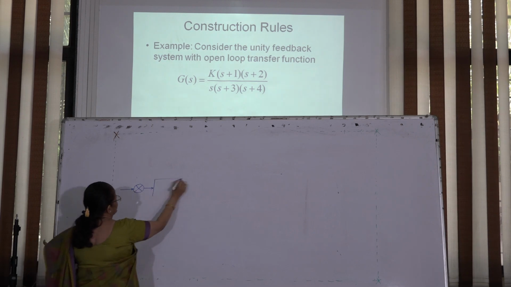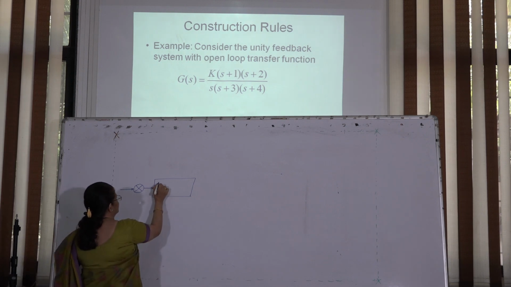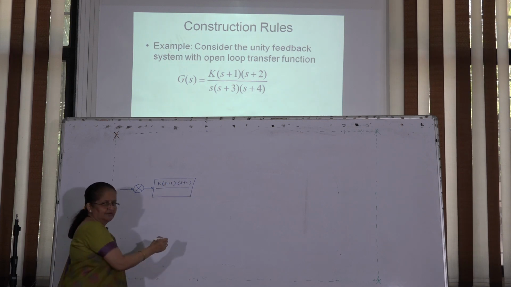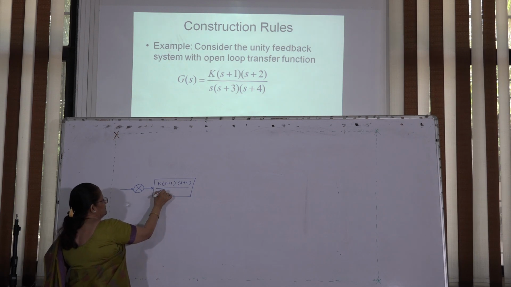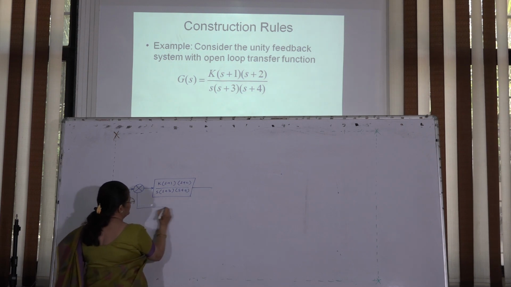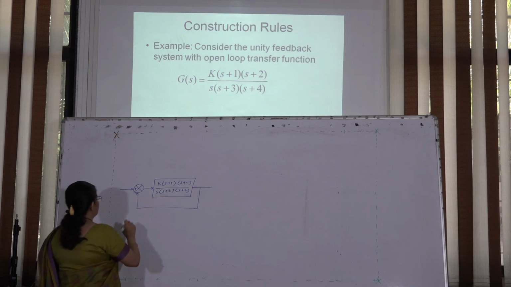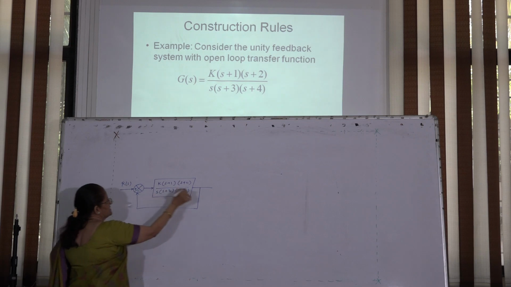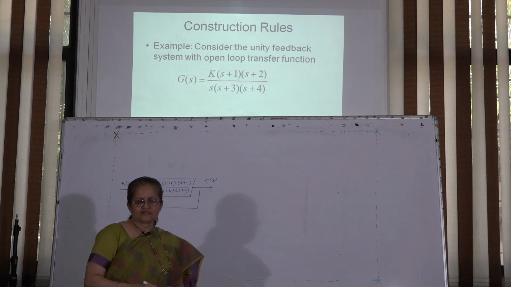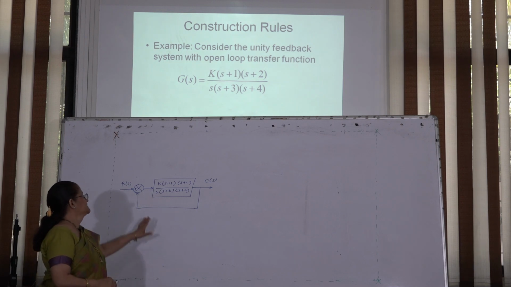So, what is the open loop transfer function? Given it is G(s) = K(s+1)(s+2) / [s(s+3)(s+4)], and a unity feedback system. This is negative feedback, plus minus, this is input, this is output. So, a system is given this way. Now, what is the problem? Consider the unity feedback system with open loop transfer function G(s) equal to this.